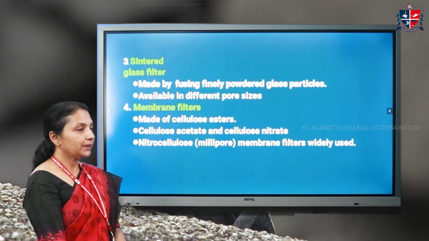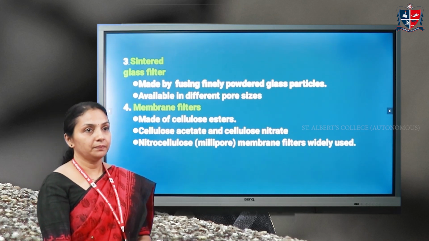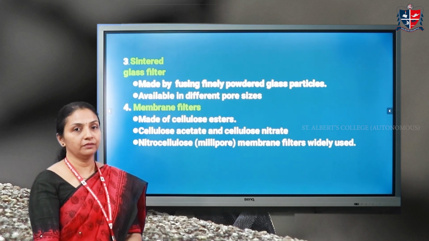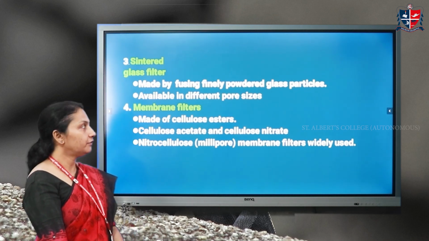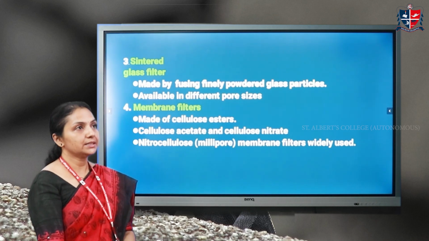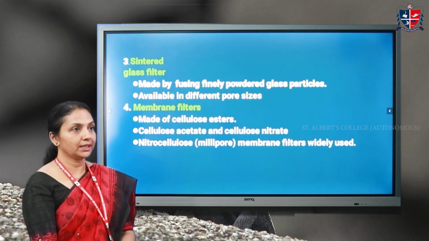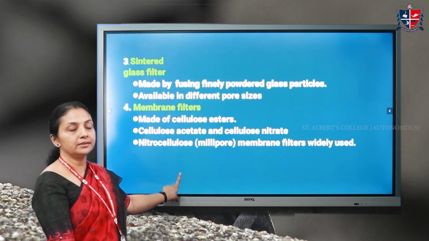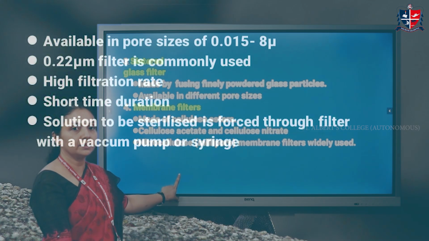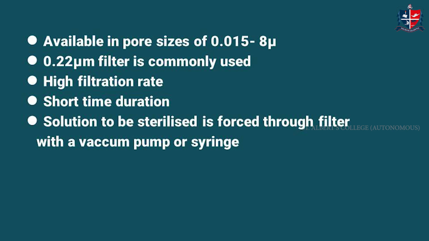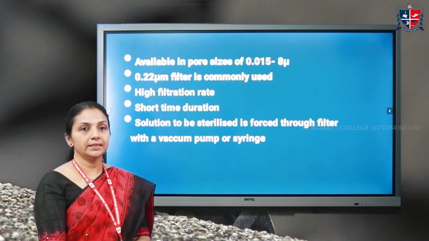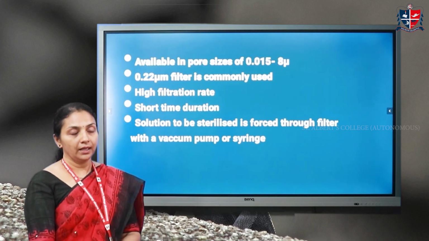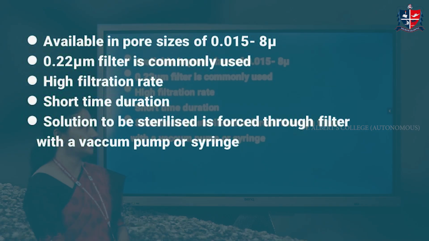The next one is the membrane filter, which is one of the most important, and is now the commonly used type of filter. Membrane filters are made up of cellulose esters, cellulose acetate and cellulose nitrate. Nitrocellulose membrane filters are more widely used nowadays. It's also known as the Millipore filter. Millipore filters are used for sterilization of antibiotic solutions, sera, and any other body fluids, etc.